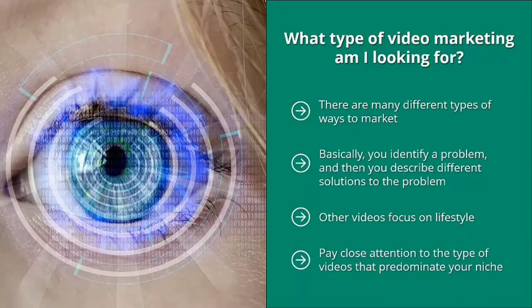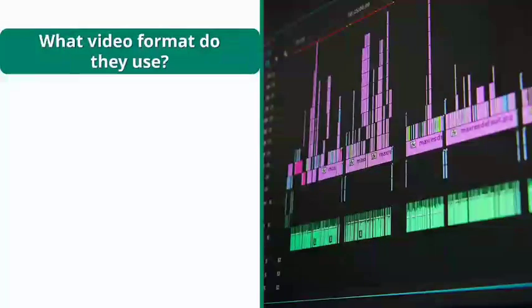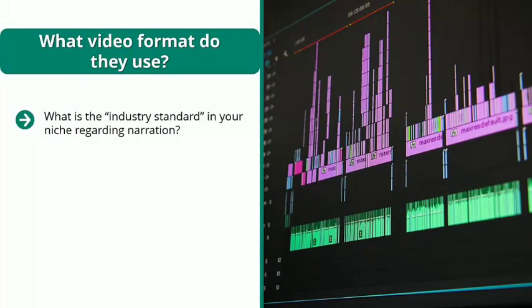Pay close attention to the type of videos that predominate your niche. If it turns out that most of your competitors are targeting your niche through product review videos, then this is the clue you need to offer mostly review videos. What video format do they use? What is the industry standard in your niche regarding narration?